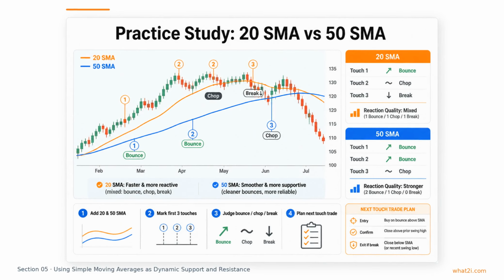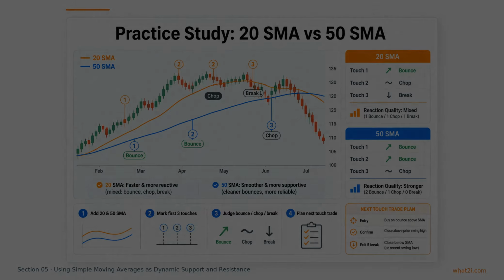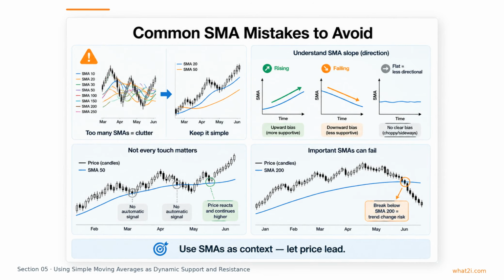A practical way to study SMAs is to compare 2 of them on the same chart. Add a 20-period SMA and a 50-period SMA, then mark the first 3 touches of each line. At every touch, ask what price actually did. Did it bounce cleanly, chop around the area, or break through without much respect? This comparison teaches you to focus on reaction quality instead of simply counting touches. It also helps you see which average the market appears to care about more in that specific trend. From there, you can write a simple trade idea for the next touch, including what kind of confirmation you would want before acting.